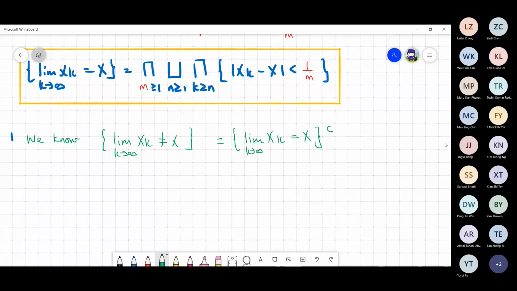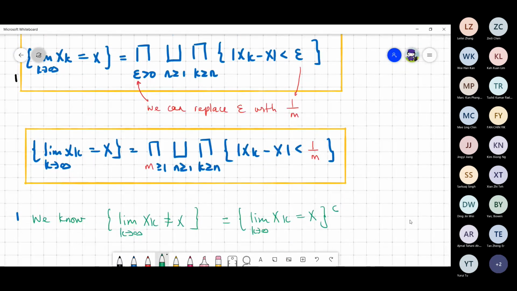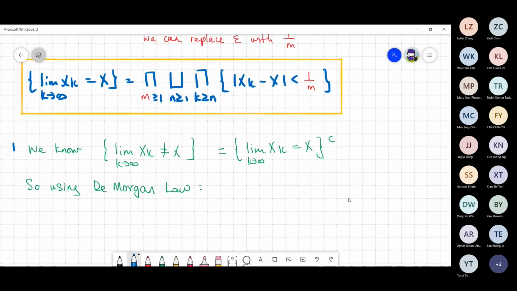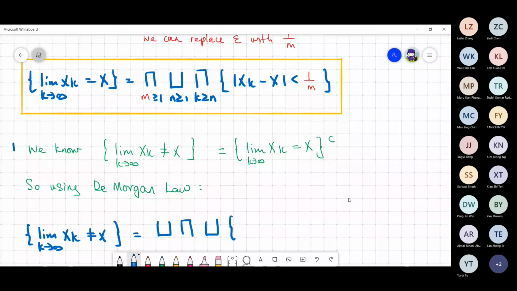And from here, we know these two, this and this. Then if we take the complement, by using De Morgan's law, we can have this identity. So this is equal to this. Maybe we just look at this. This is equal to intersection, union, intersection. If you take the complement, you have to switch all these operators. So the limit of xk not equal to x, k to infinity, will be equal to, if you take the complement, union will become intersection, intersection will become union, and A will become not A.